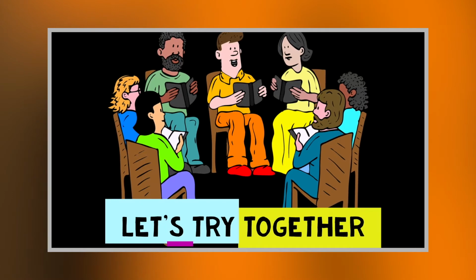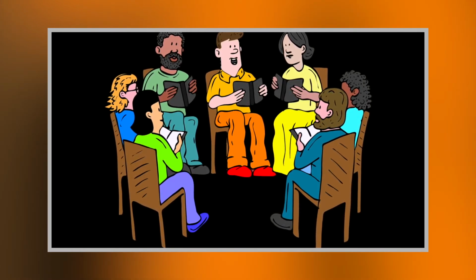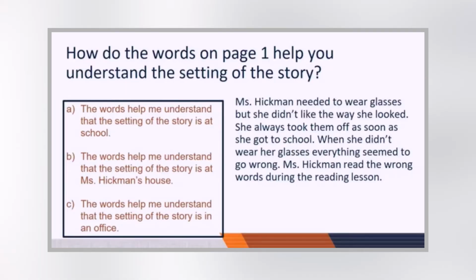Let's answer some questions together. How do the words on page 1 help you understand the setting of the story? Setting. That's where a story is taking place. Let's reread page 1 and see if we can find any words that would help us understand where this story is taking place.